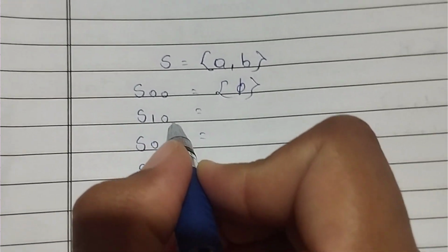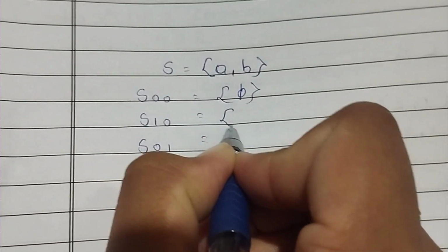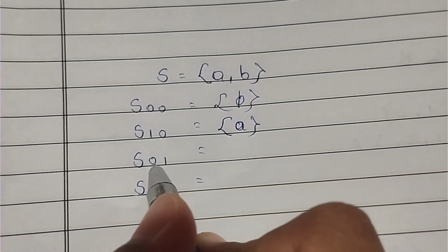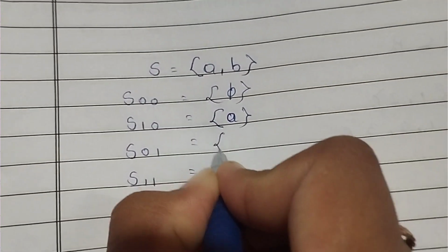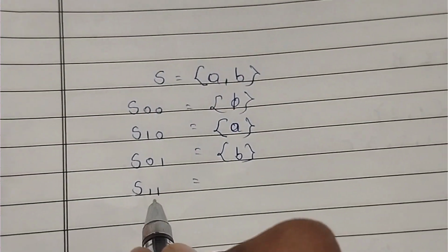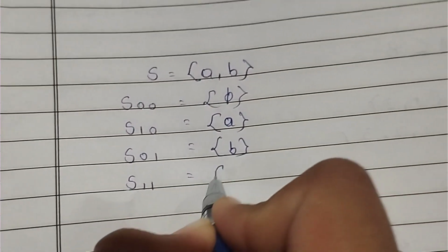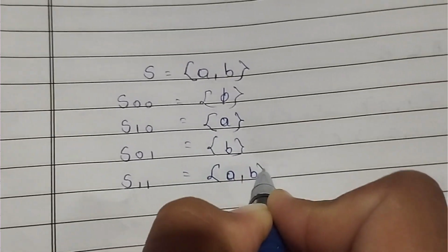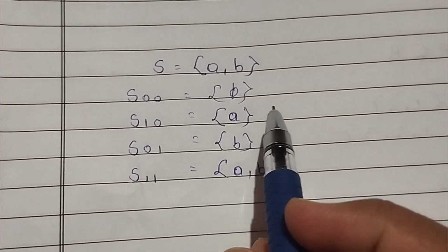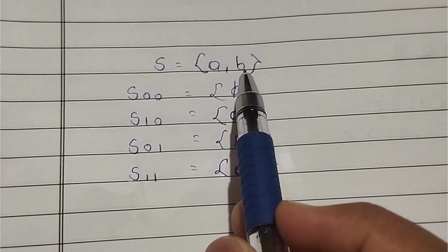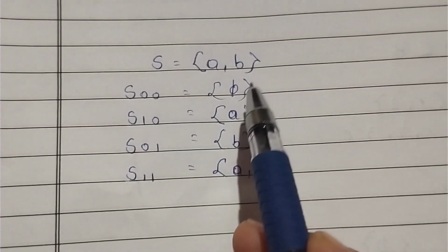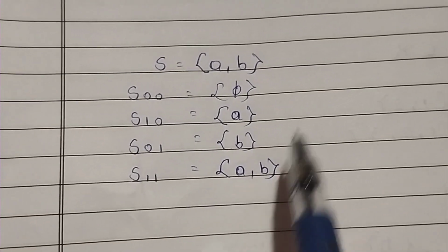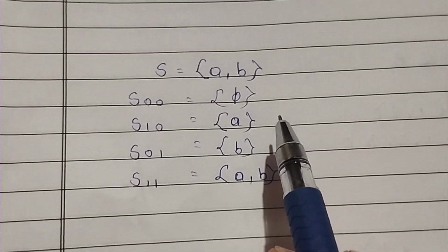Second, 10 means the first element is written and the second element isn't, so we write {A}. Now 01: the 1 is in the second place, so write the second element, which is B. And the last subset is 11, meaning both elements. Now our power set is ready, and we know the number of elements is 2, so the number of subsets is 2 raised to n, meaning 2 raised to 2 is 4. So 1, 2, 3, 4. Now we confirm our subsets are right.